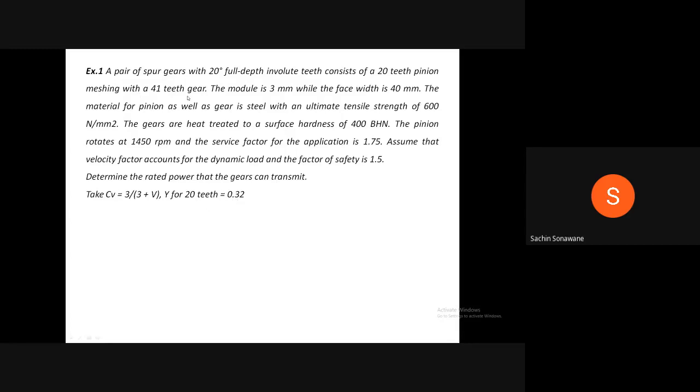Therefore, write down the problem. I will wait for 5 minutes. Then we will solve this one problem. Please write.